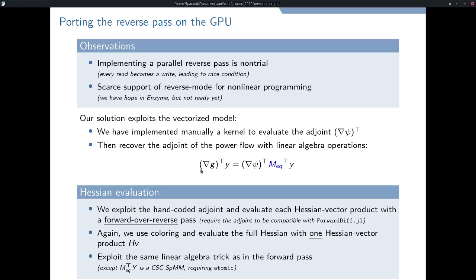Suppose now that we have both the forward pass and the reverse pass implemented. That means we can evaluate the second order information, that is a Hessian, if we use a forward over a reverse pass. We use exactly the same procedure as for the Jacobian. And we use optimal coloring to evaluate the full Hessian with one Hessian vector product HV, where the vector V is again a vector of dual numbers. And to do that, we exploit the same linear algebra trick as the one we described previously.